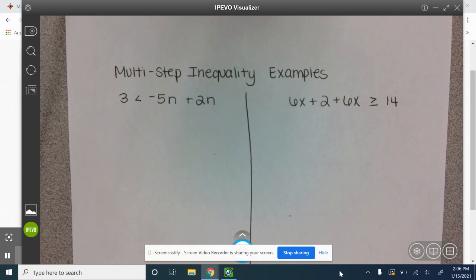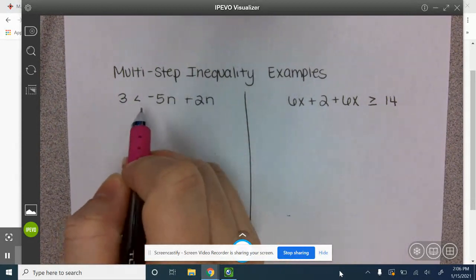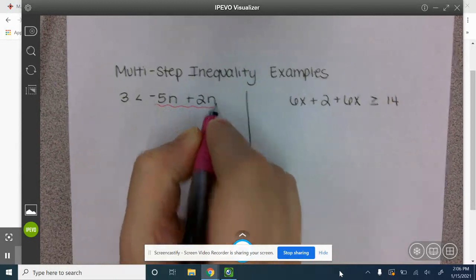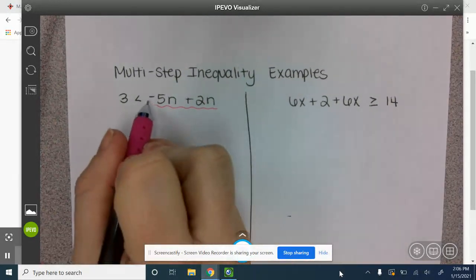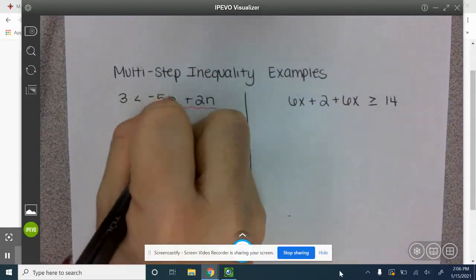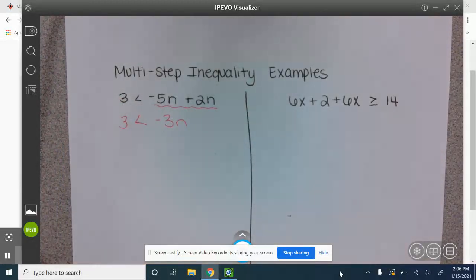Today we're going to look at solving multi-step inequalities, putting everything we know about equations and inequalities all together. So the first thing we're going to do is on this one, 3 is less than negative 5n plus 2n. We can see that these two are like terms and they're on the same side of the equal sign. So negative 5n plus 2n is going to be negative 3n. Bring down everything else. So 3 is less than negative 3n.